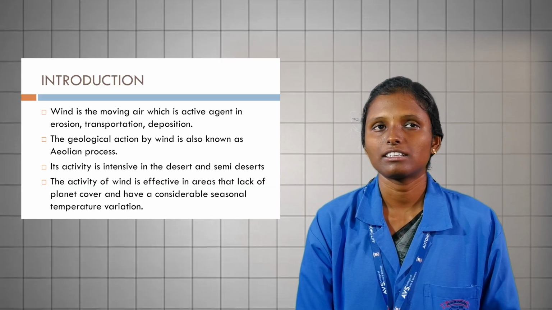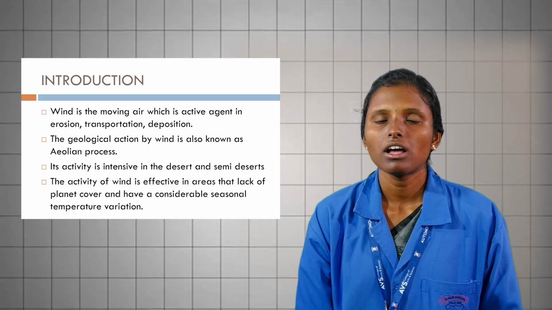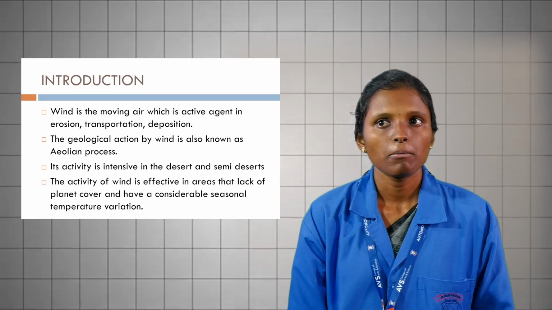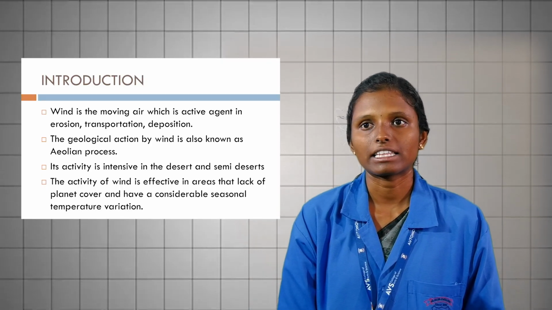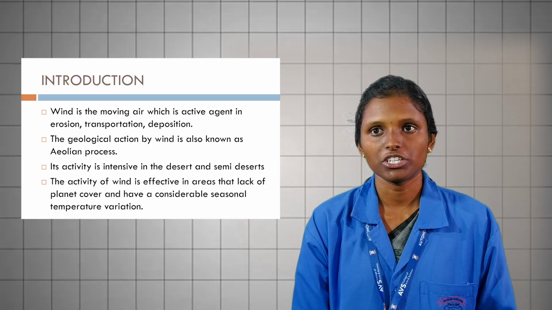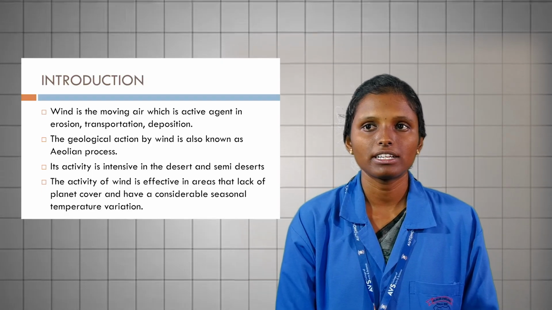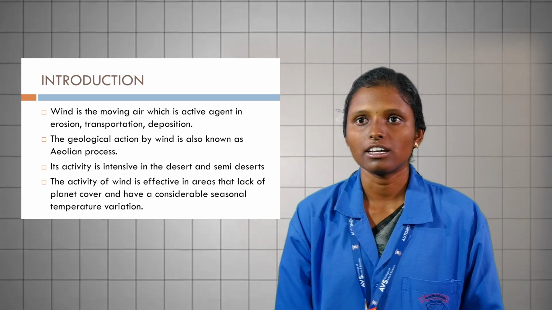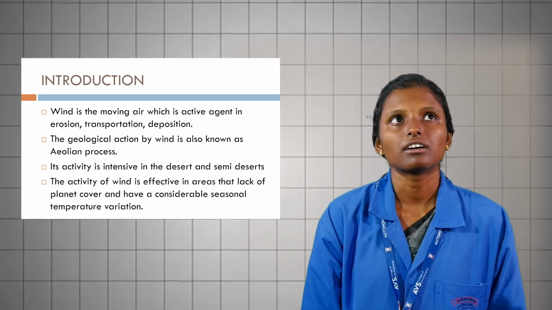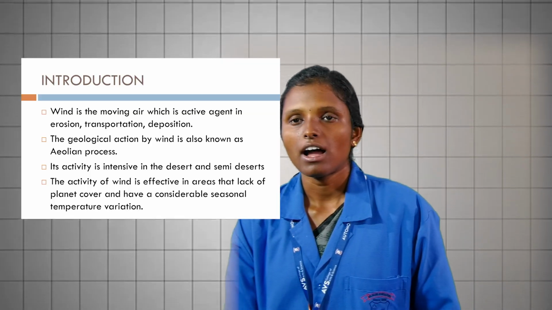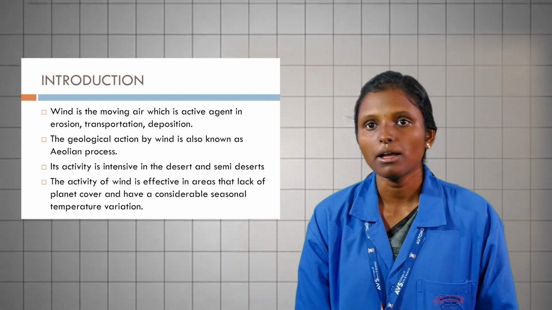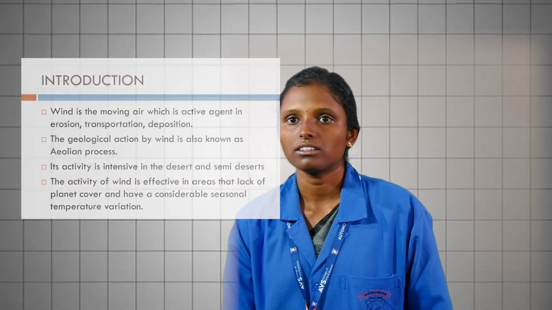Desert areas are nothing but areas which receive less rainfall and have less vegetation cover. But a semi-desert is not like the desert. A semi-desert receives more rainfall and has more vegetation cover. For example, the Thar Desert in Rajasthan is a semi-desert. A desert example is the Sahara Desert in Africa. The activity of wind is very effective in areas where the plant cover is lacking.